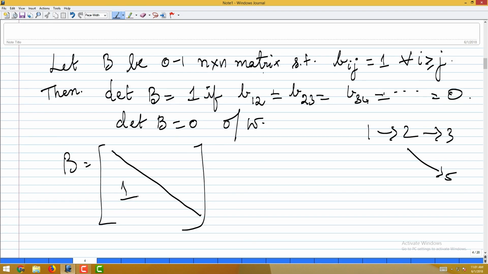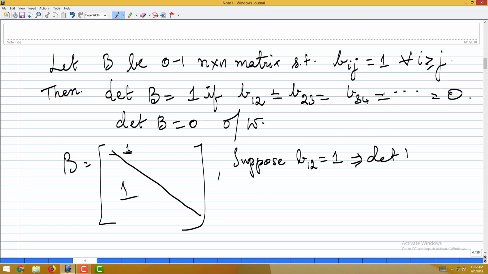Suppose B12 is not equal to 0, let me start with the non-zero case, that is easier. That means it will be equal to 1. If B12 is not equal to 0, then B12 is equal to 1. Look at the first two columns. If this entry was also 1, I get two identical columns of 1s, so obviously the determinant will become 0. When we have two identical columns, we can say immediately that the determinant is 0. So this implies that the determinant of B is equal to 0.